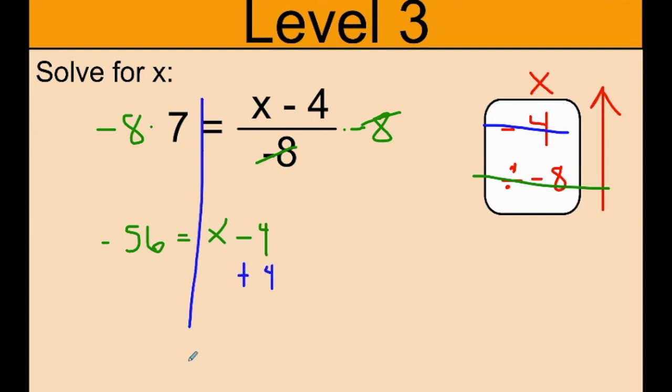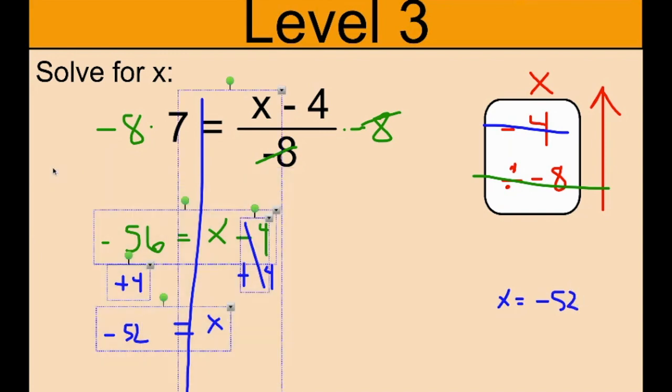I probably should have drawn my line here. And careful, use your calculator. Negative 56 plus 4 is negative 52 equals x. So here we go. I'm going to write that answer down. X equals negative 52. Just to check my work, because even I make mistakes.